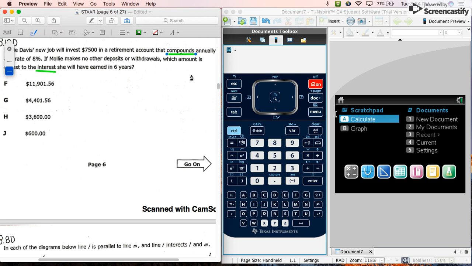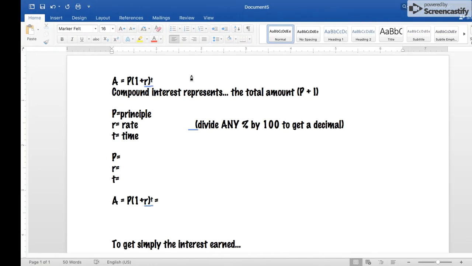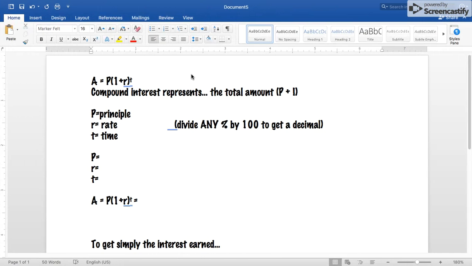Before we go any further, I want to look at our formula. Our formula says that A equals P, parentheses, 1 plus R, exponent T. This is the formula for compound interest. This formula represents the total amount, which is the principal and the interest put together. We'll get to why that's important later on in the video. P stands for the principal, R is for rate, and T equals time, okay?